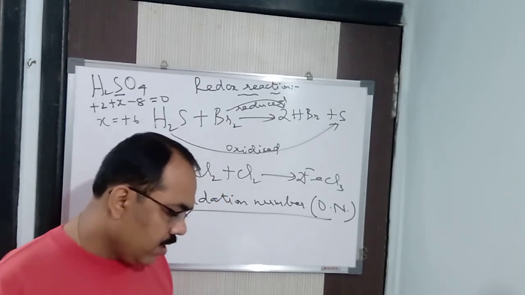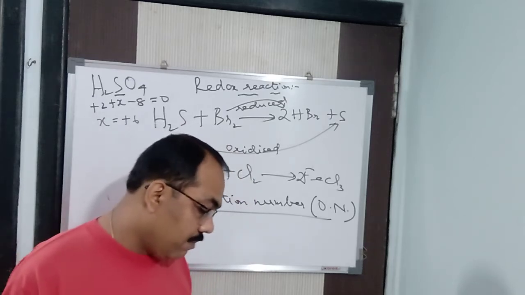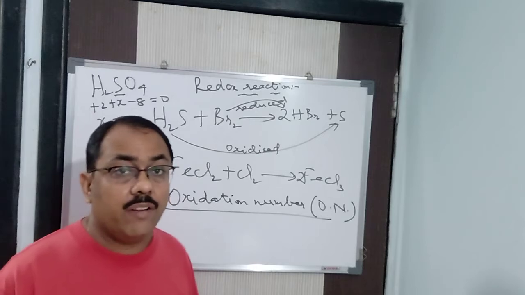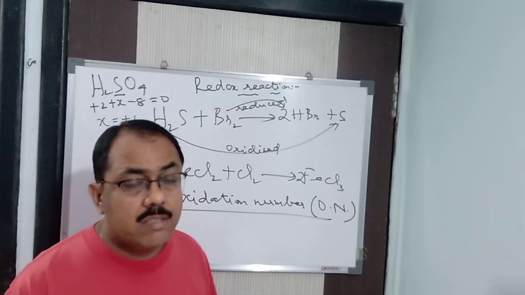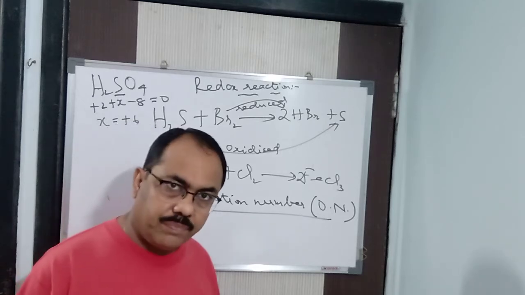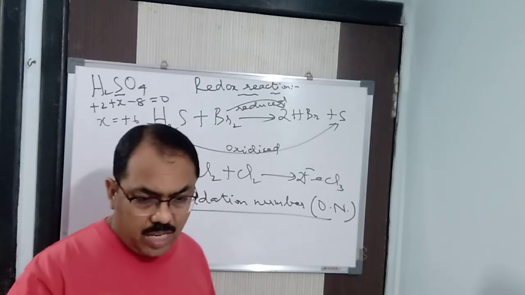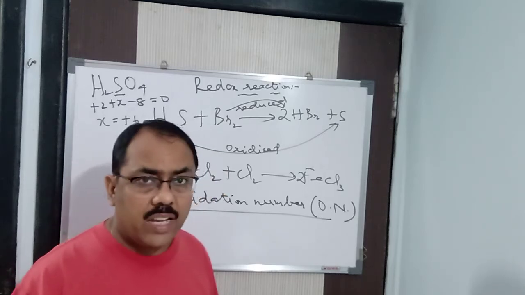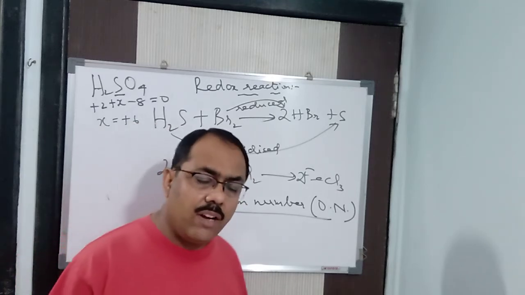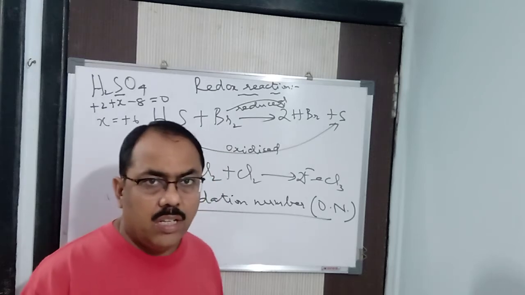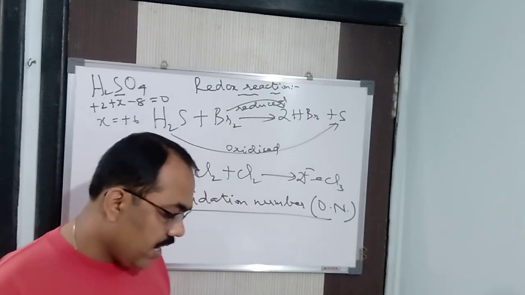Clear? The oxidation number of hydrogen is plus 1 when combined with non-metals, and it is minus 1 when combined with active metals, called hydrides. For example, LiH, lithium hydride. In hydride, it is minus 1. LiH, lithium is plus 1, hydrogen is minus 1. NaH, Na is plus 1, hydrogen is minus 1. CaH2, calcium is plus 2, hydrogen is minus 1. Clear? In an ordinary compound of hydrogen, it is plus 1. Otherwise, in hydrides, it is minus 1 when combined with active metals.